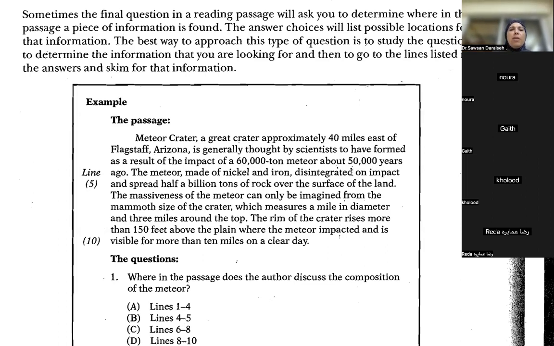50,000 years. Good. The meteor, made of nickel and iron, disintegrated on impact and spread 500 million tons of rock over the surface of the land.